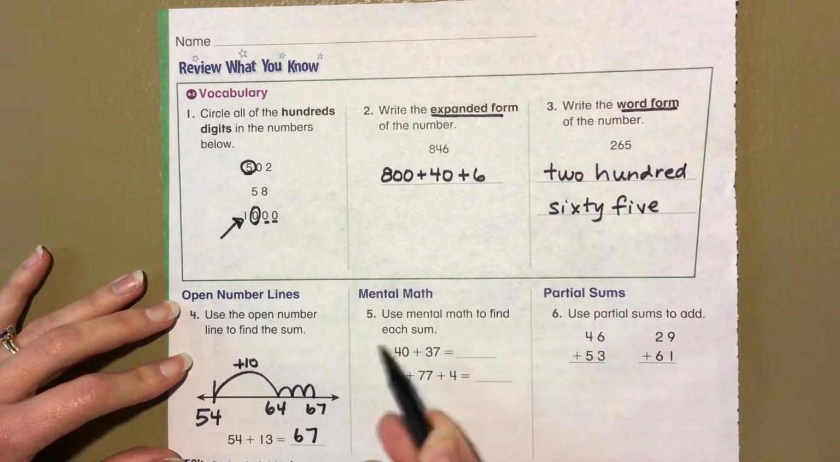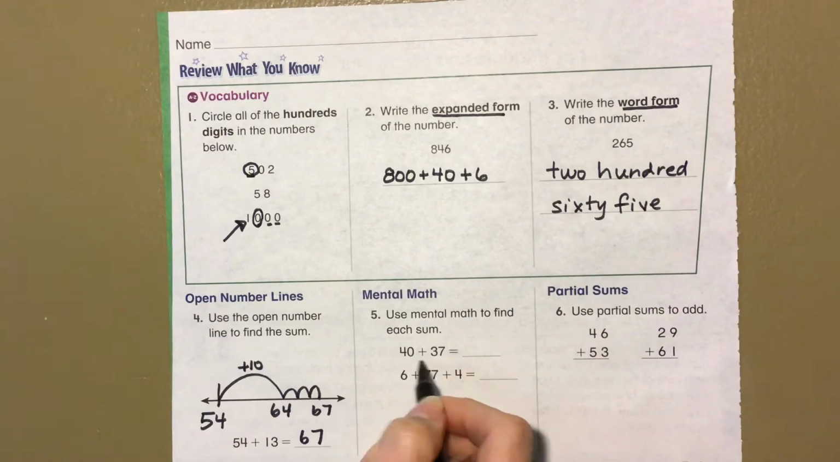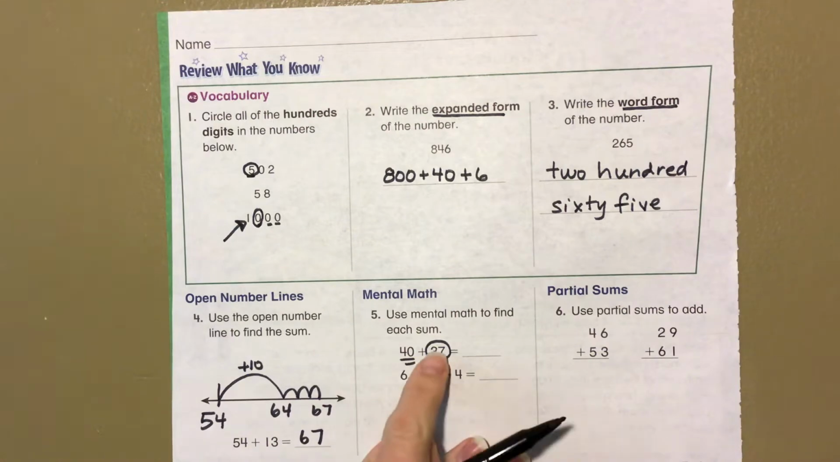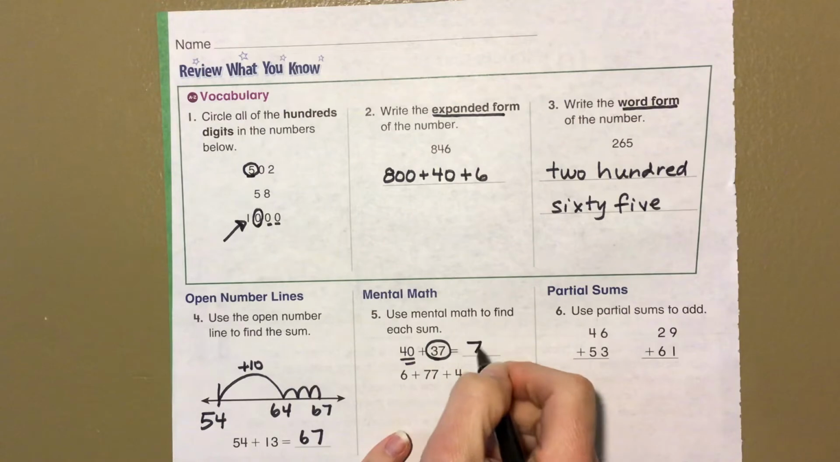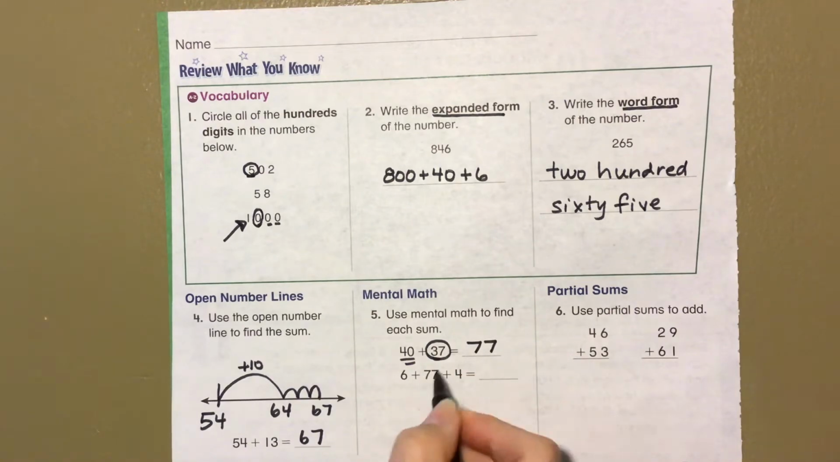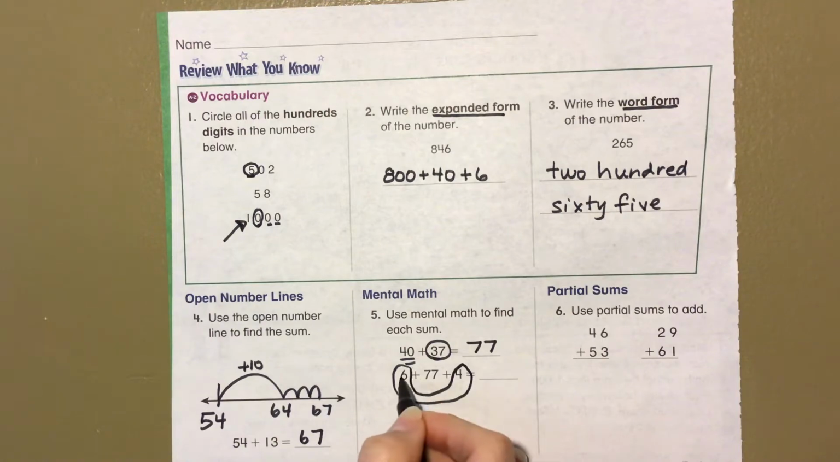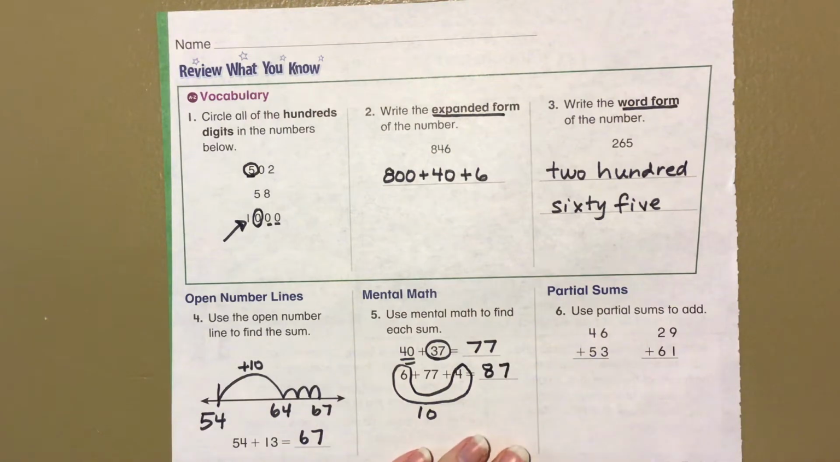Okay, we're going to use mental math to find each sum. So we're just going to kind of look at this in our head. So we can start at 37 plus 40 and do 4 groups of 10. 37, 47, 57, 67, 77. And then here we can use compatible numbers. These are numbers that we can use to get us into groups of 10. I know that 6 plus 4 is 10. 77 plus 10 is going to be 87.